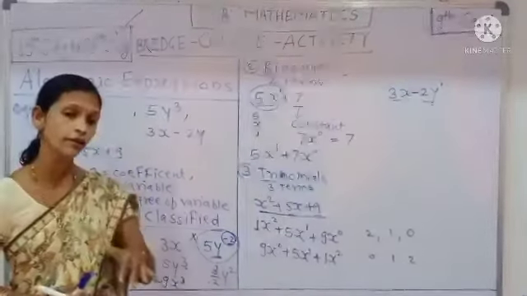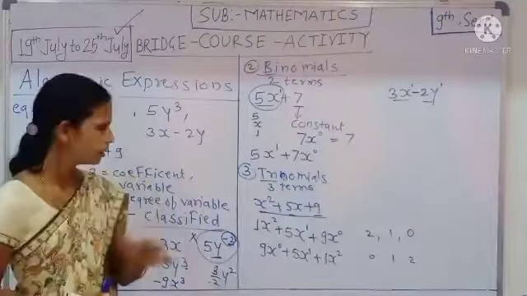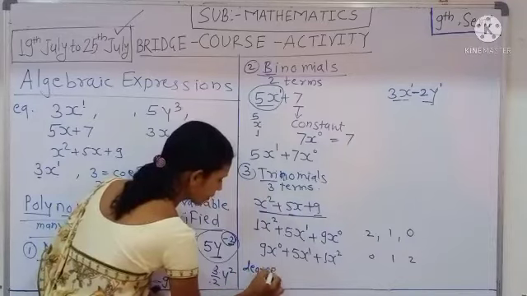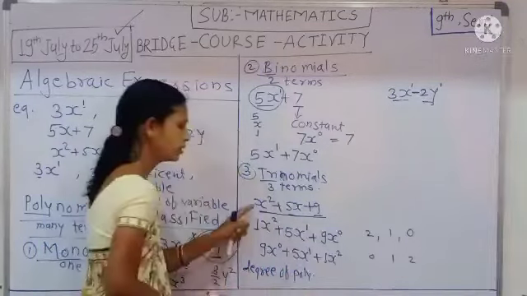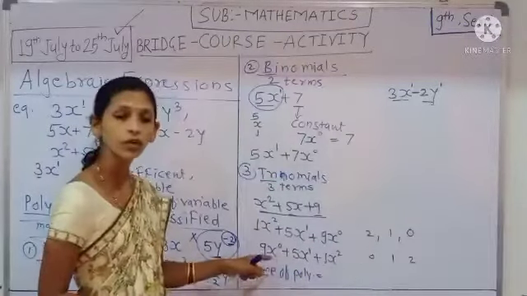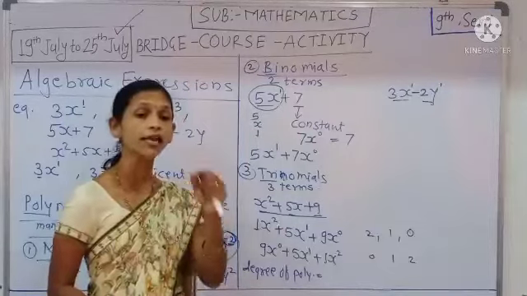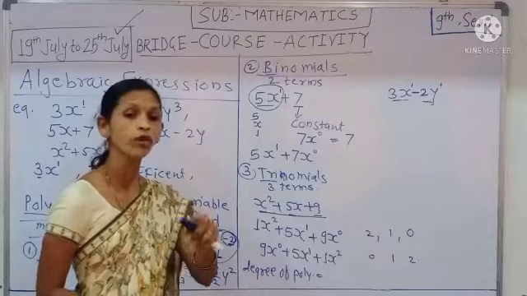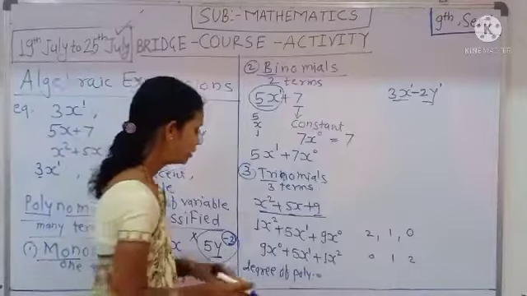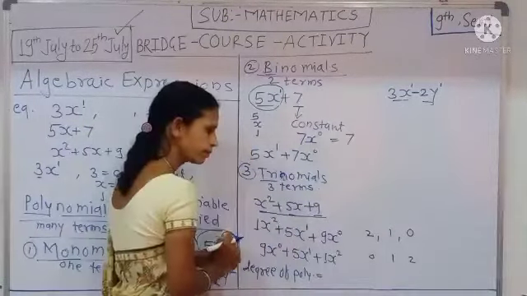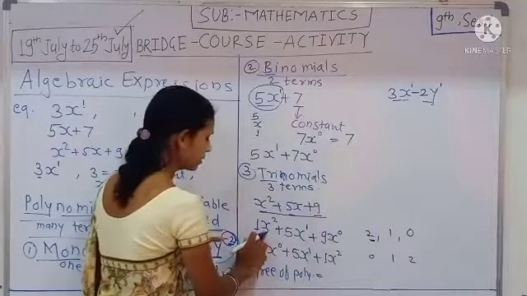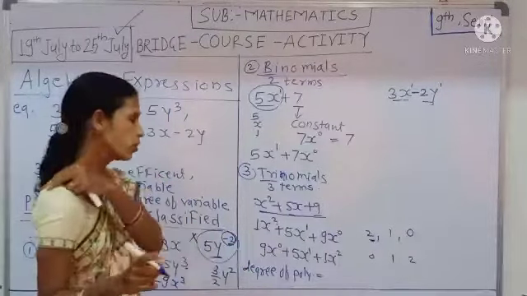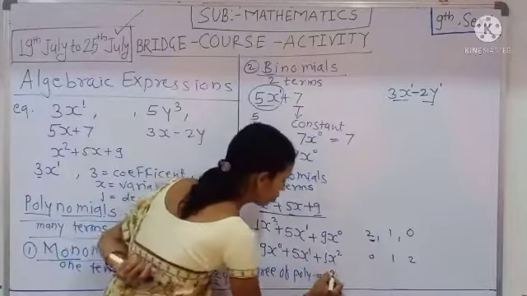When we write the standard form of a given polynomial, then we can write the degree of that polynomial. What is the degree of a given polynomial? It is the highest index, the biggest exponent of the variable given in the polynomial. In this expression, 2 is the highest degree, that is 1x square, where 2 is the highest degree, or highest exponent, or highest index of the given polynomial. Therefore, the degree of this polynomial is 2.